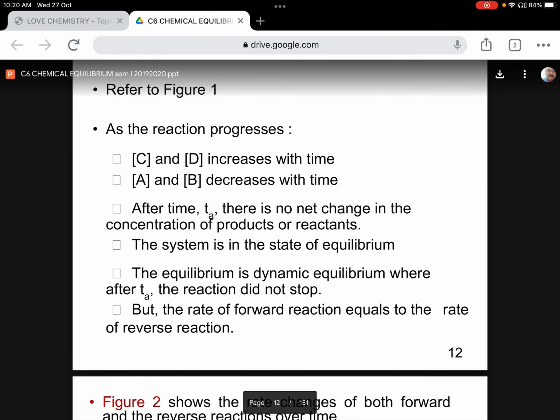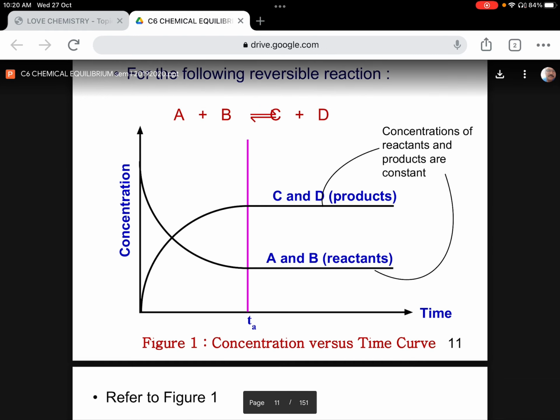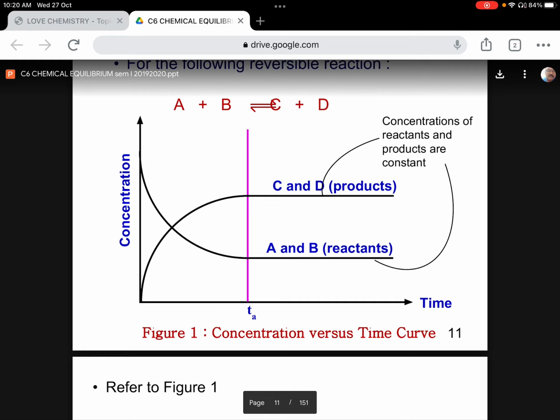At this point, we can also conclude the rate of the forward reaction, that is A plus B produces C plus D, equals the rate of the reverse reaction, that is C plus D produces A plus B.